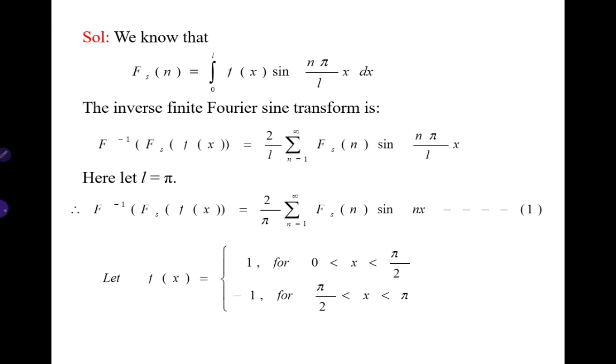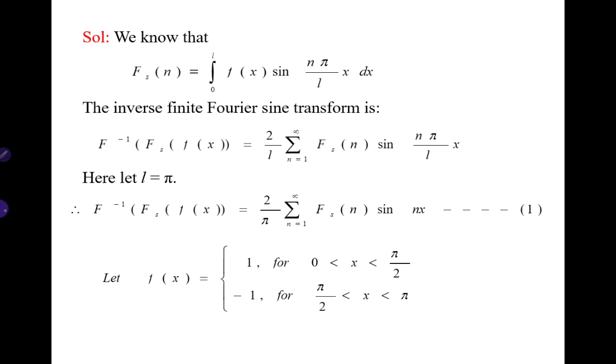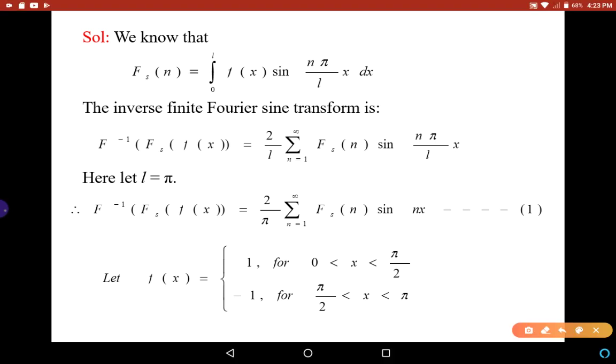Here we take L equal to π. Therefore, if we substitute L = π, we get 2 by π, because L is π here. This is 2 by π, sigma n = 1 to infinity Fs(n) into sin(nx), since π and π get cancelled. Call this equation 1.